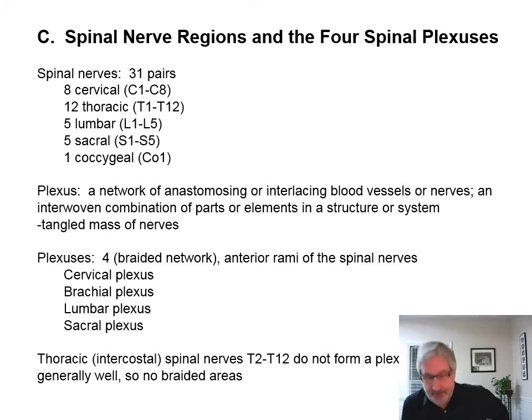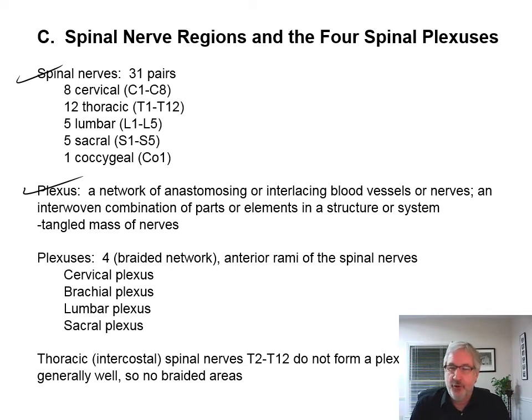So, spinal nerve regions and the 4 spinal plexuses. You have spinal nerves, there's 31 pairs: 8 cervical, 12 thoracic, 5 lumbar, 5 sacral, 1 coccygeal. So that's all the spinal nerves. Then you have what's called a plexus. There are different plexuses in the body. There are nerve plexuses as well as blood vessel plexuses. A plexus is a network of anastomosing or interlacing blood vessels or nerves.